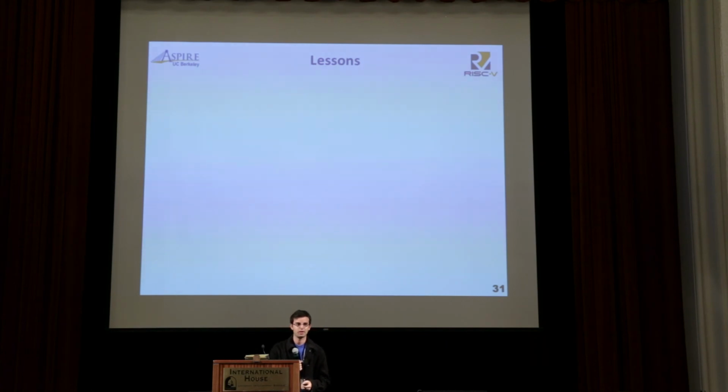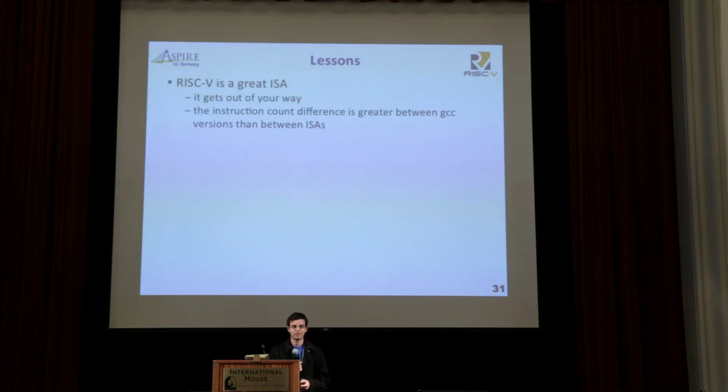So I want to end with some lessons. Turns out RISC-V is a really great ISA. It gets out of your way. And in terms of performance, it's competitive against the other industry ISAs. So I found out that the instruction counts across different GCC versions varied much more than across ISAs. So at CoreMark, ARM, x86, RISC-V were a few percent different.